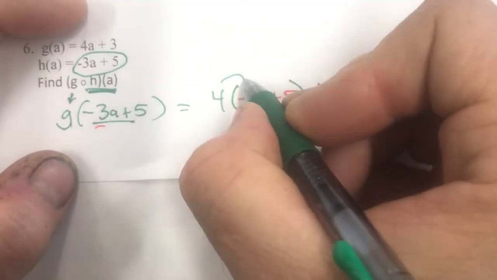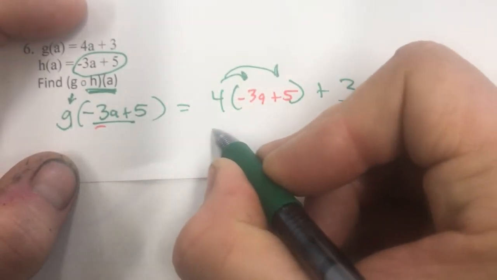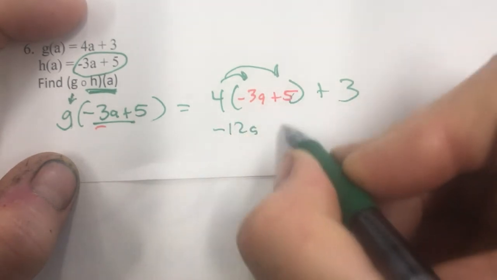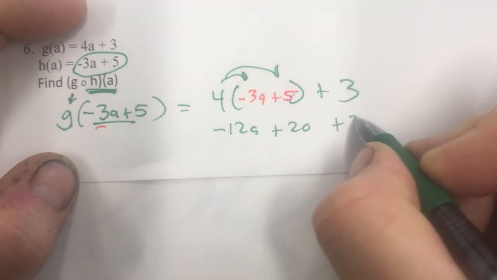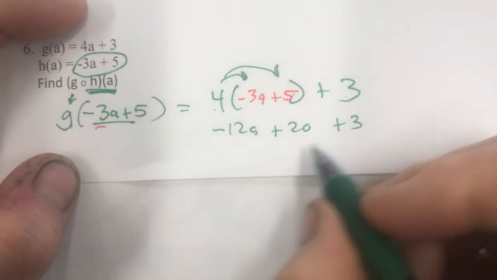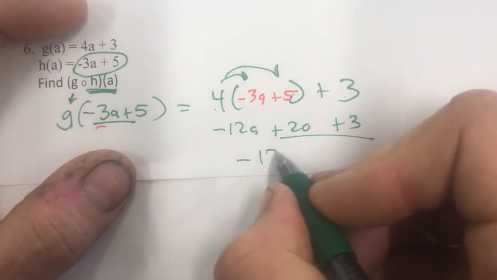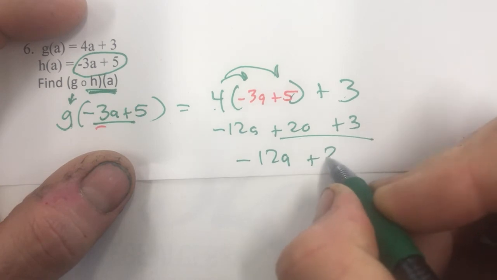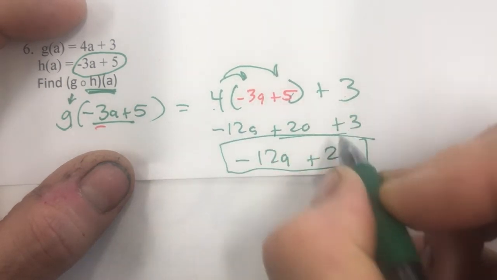Okay, so I distribute this. 4 times -3a is -12a. 4 times 5 would be a 20. I got the plus 3. See, I'm not doing 4 times the 3. And now these two are like terms. So 20 plus 3 would be 23. And there's my answer right there.